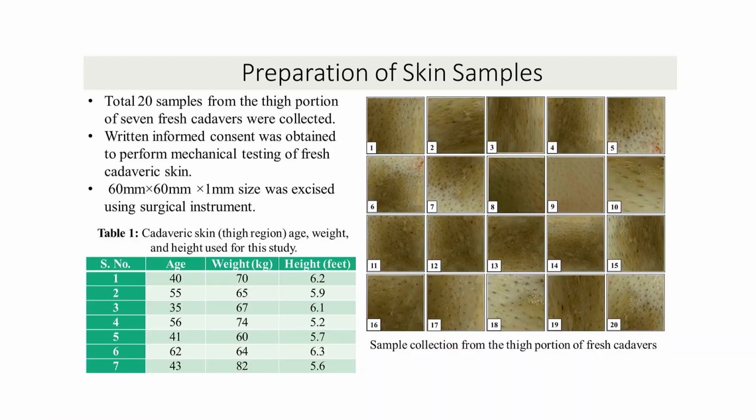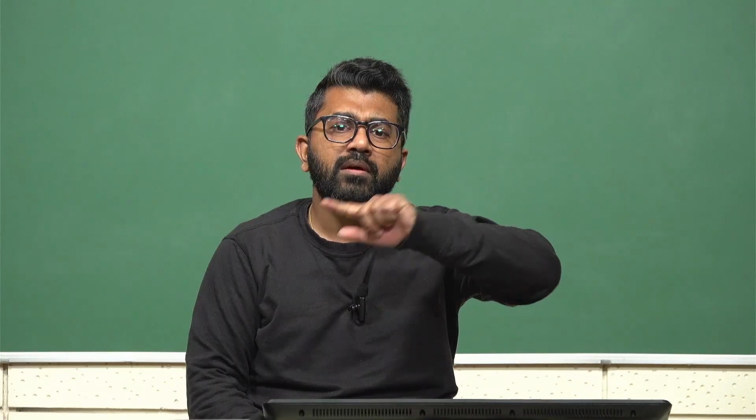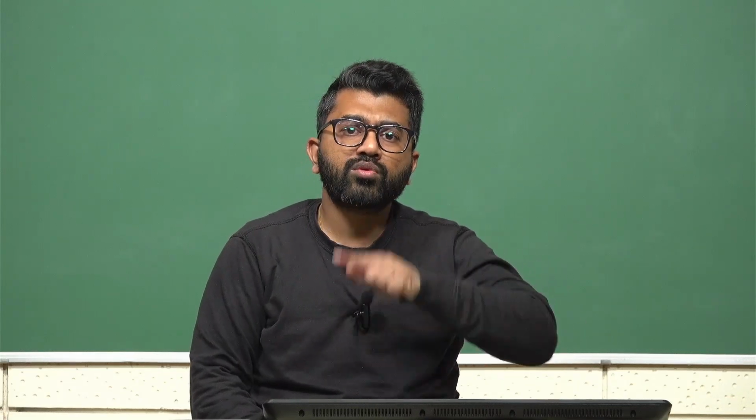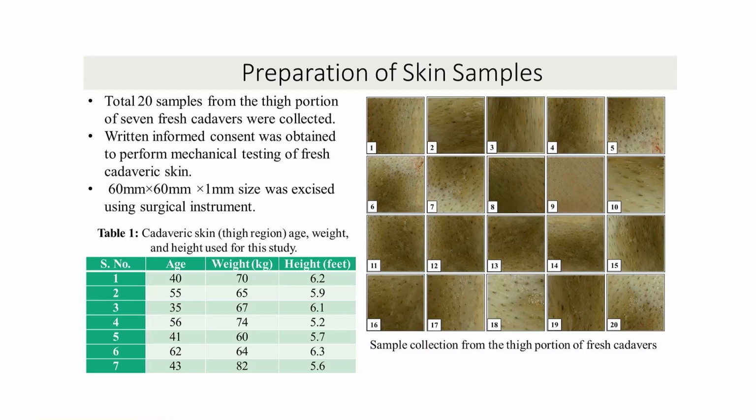So a total of 20 samples of the thigh portion of 7 fresh cadavers, as we said, was collected. Written informed consents were obtained to perform mechanical testing of fresh cadaveric skin, right? The next control was that we made the size of the skin samples which we extracted similar. It is difficult to keep it similar while extracting, but after the extraction we trimmed the edges to make it all square, right? And kept the same size, which is 60 millimeters or 6 centimeters by 6 centimeters by approximately 1 millimeter.